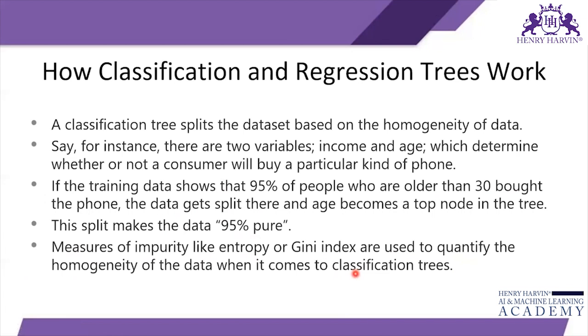So basically, when we say that a consumer will buy a particular kind of phone or not, then we can split our data. If 95% of those who are older than 30 bought the phone, then we can say that if the person is older than 30, there is a 95% chance that this person will buy that phone.